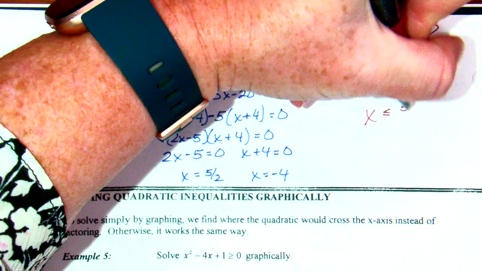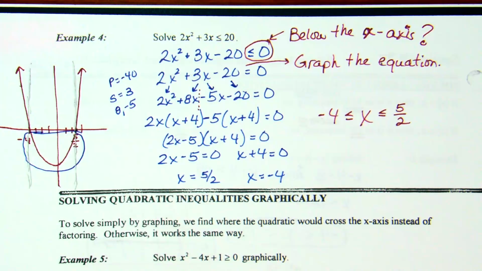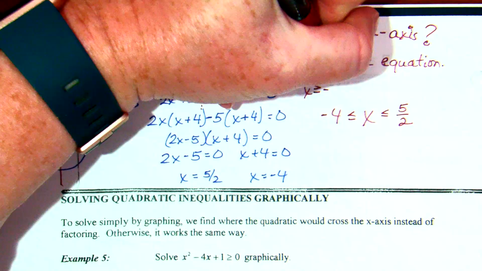However, notice I put equal to's on mine. Why did I put equal to's on mine? Because that's what they gave us, right? If they give you equal to's, you use equal to's. If they don't give you equal to's, you don't use equal to's. So really what this comes from was x greater than or equal to -4 and x less than or equal to 5/2.